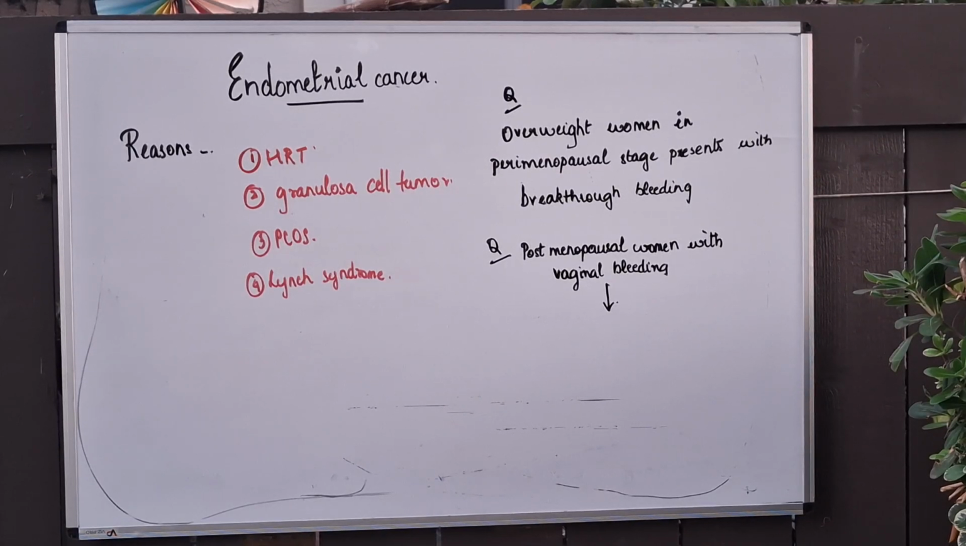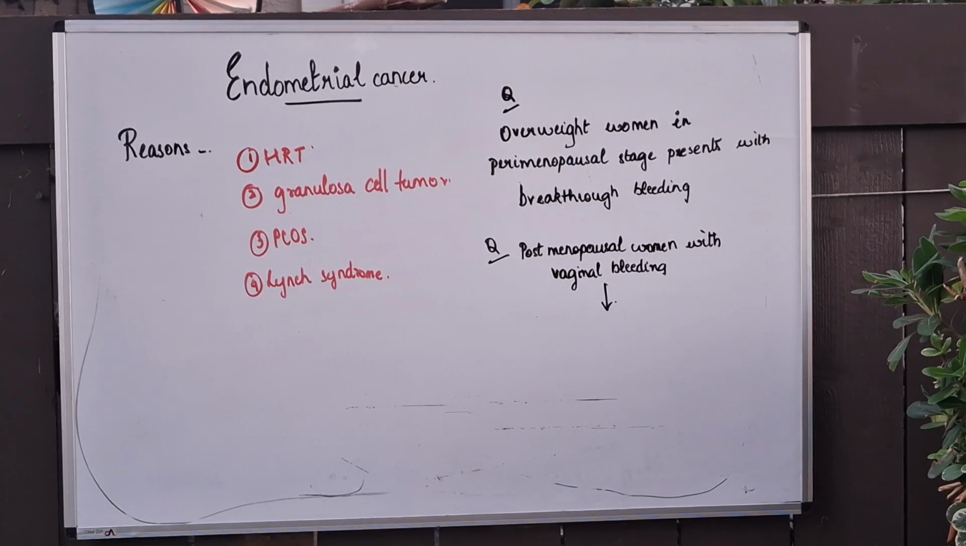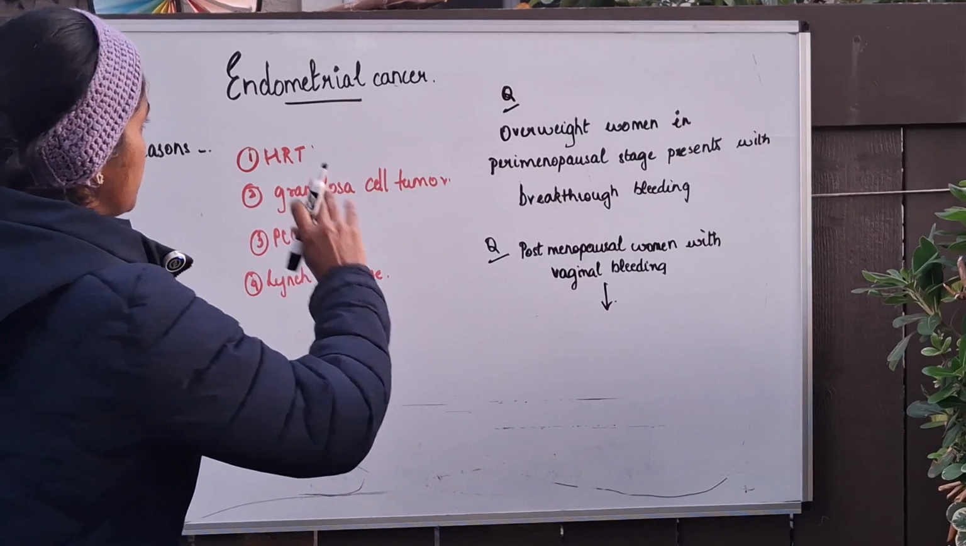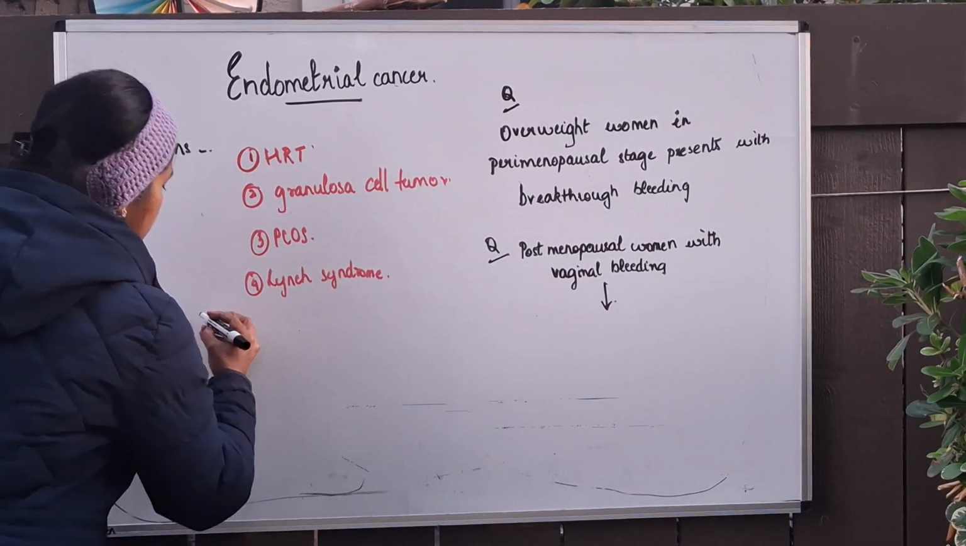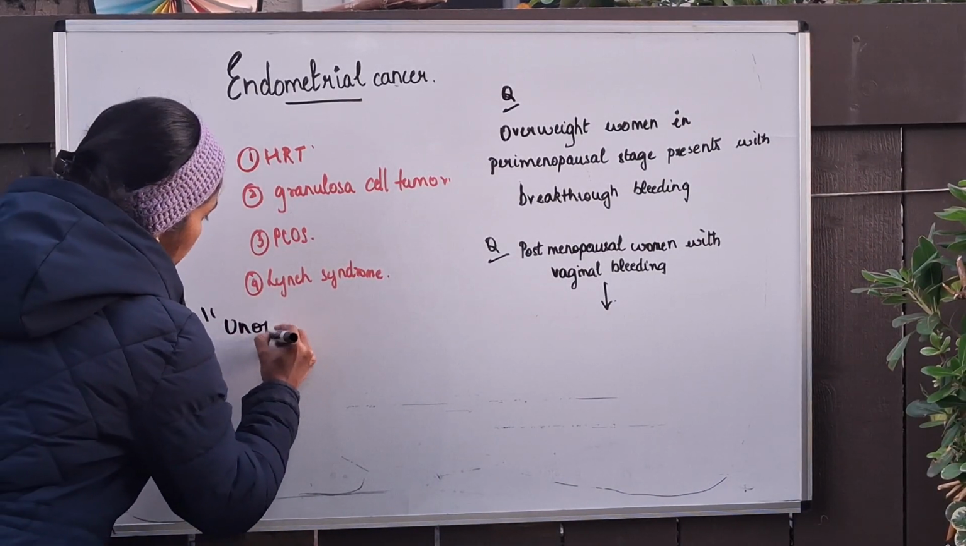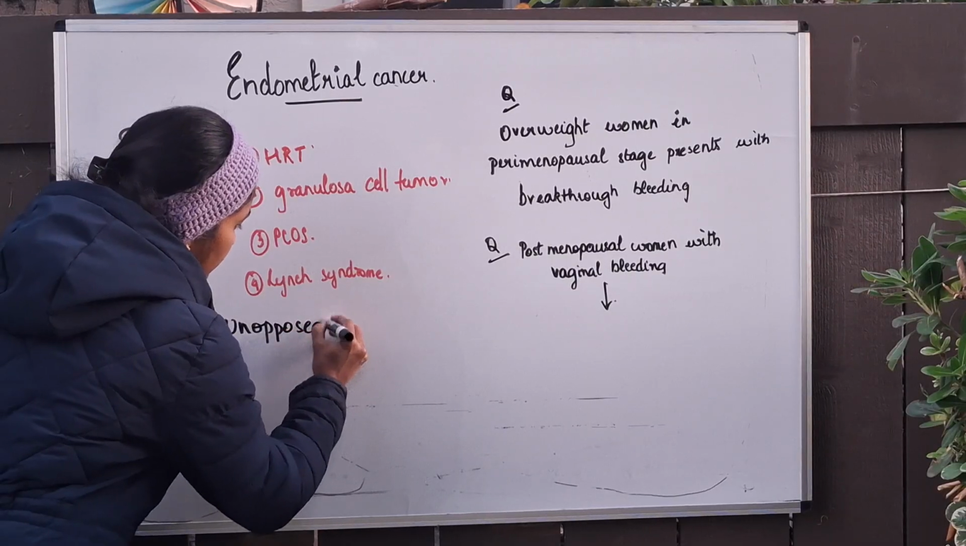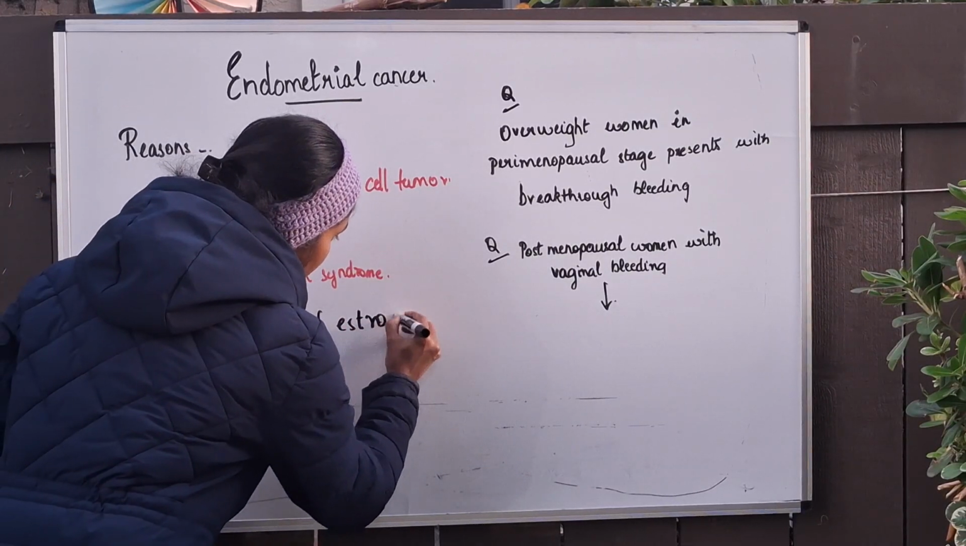Hello everyone, let's see about some of the causes for endometrial cancer. In endometrial cancer, the important key that one has to remember is the word unopposed estrogen. So what do we know by the term unopposed estrogen?